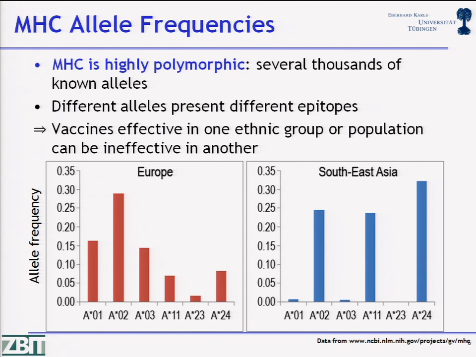And these are the allele frequencies of 6 of these MHC class 1 alleles, A01, 02, 3, 11, 23, and 24. And this is what it looks like in Europe, and this is what it looks like in Southeast Asia. There are databases of these allele frequencies. And you see that if you design a vaccine that is based on epitopes being presented by A1 or A3, this vaccine will be effective in Europe because the allele frequency is rather high there. But if you use the same vaccine in Southeast Asia, you will basically get 0 response. So that means if you design a vaccine, you will always have to have a certain population in mind, or if you do personalized vaccines, a certain patient even.